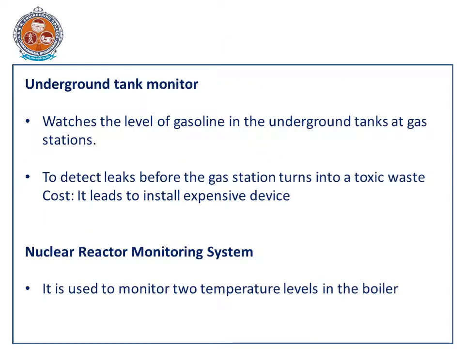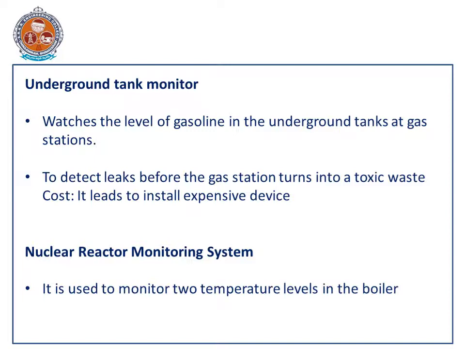Another example, the underground tank monitor. The underground tank monitor system watches the level of gasoline in the underground tanks at gas stations. The purpose is to detect leaks before the gas station turns into toxic waste. So here it increased the cost, because by government rules, every company should install this type of mechanism to detect gas leakages.